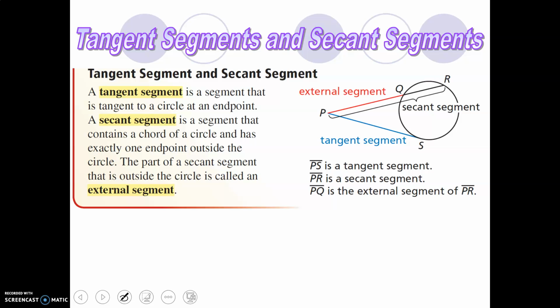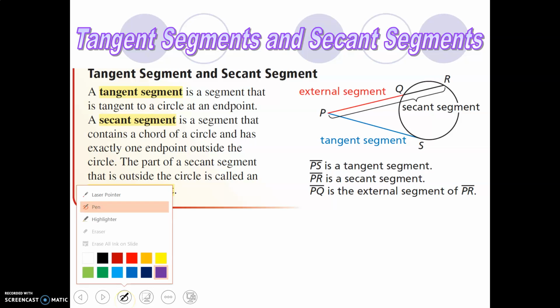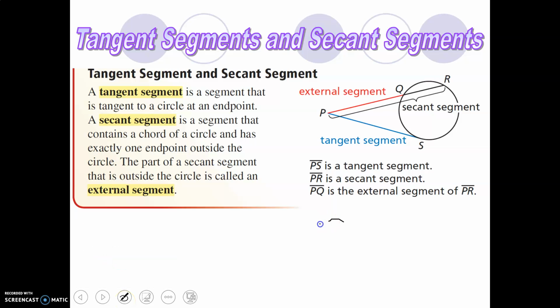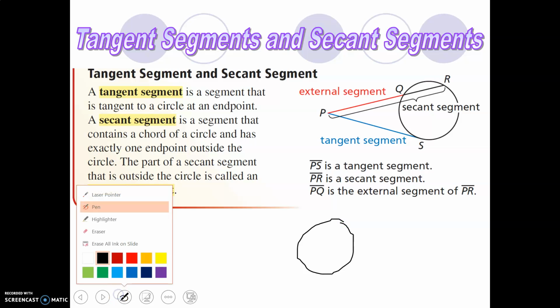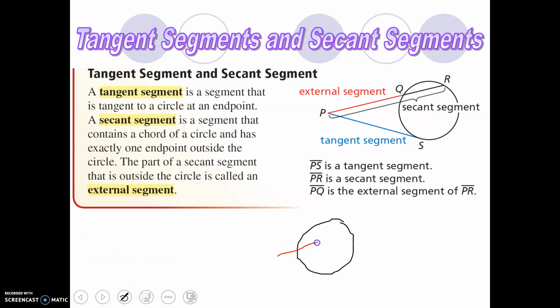So before we begin, I need to clarify what a tangent segment is, a secant segment, and an external segment. We did learn that secants were figures, a line that crossed through a circle in two places. So there goes a secant line right there. Now, we oftentimes will talk about just what's called a secant segment.